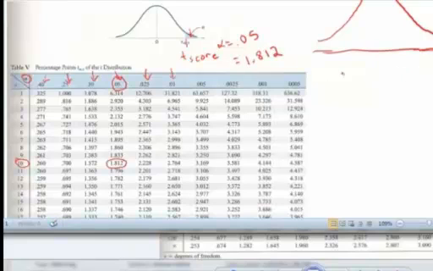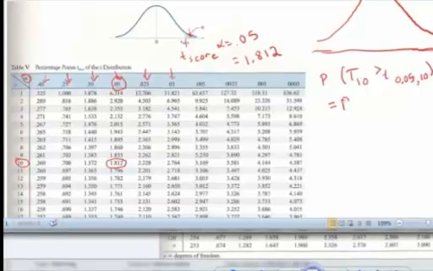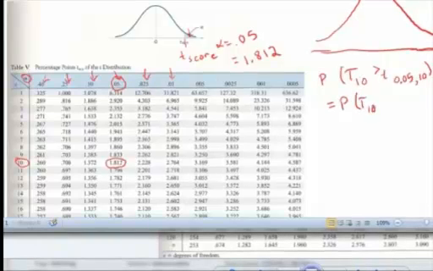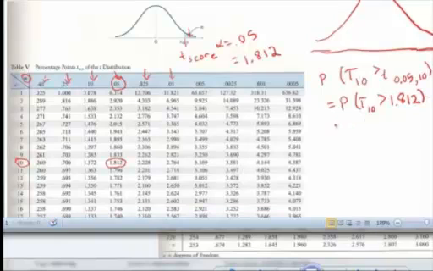And we can say then that the probability that t with 10 degrees of freedom is greater than this value, 1.812, is equal to 0.05.